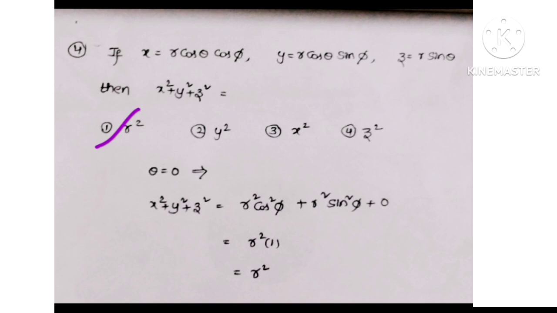Actually, you can directly do x square plus y square plus z square also, but here I am using one shortcut method to get the answer easily, that is taking theta is equal to 0. Understand? Okay, see the next problem.